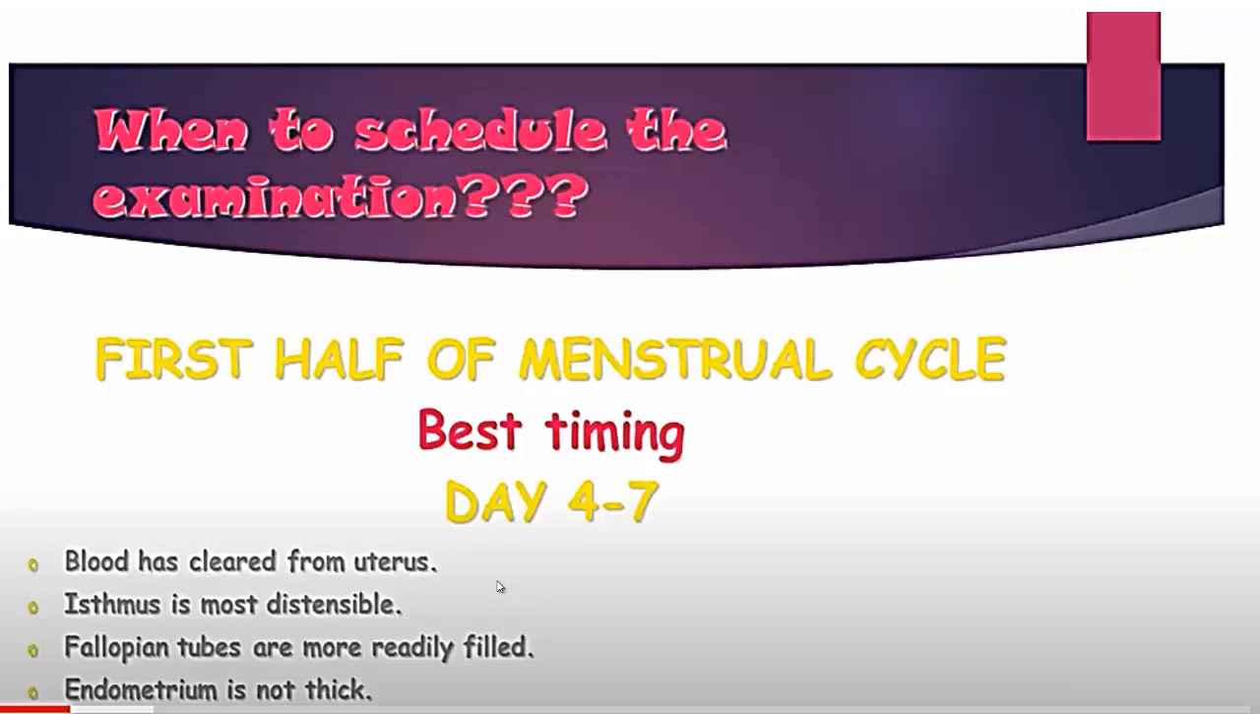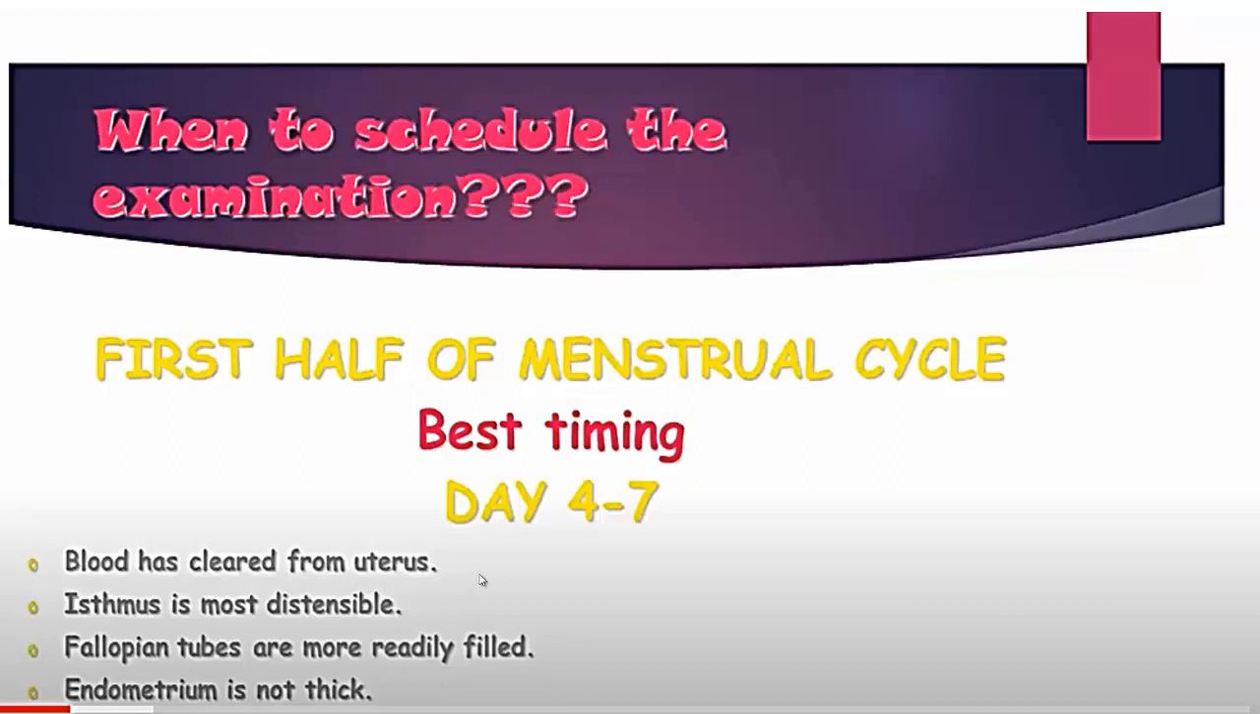Why? Because by then the blood has cleared from the uterus. The isthmus is most distensible. The fallopian tubes are more readily filled, and the endometrium is not thick, because a thick endometrium will appear as the double wall sign, which is a pitfall in the imaging of hysterosalpingography.